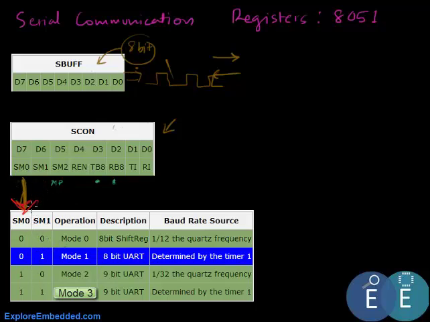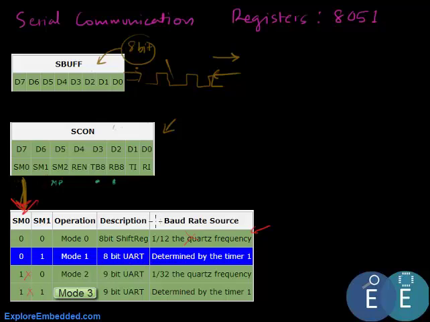Now SM0 and SM1 are mode bits for serial communication. If both are 0, it is in mode 0, and the basic source for the serial communication, or the baud rate, is 1/12 of the crystal's frequency. Now this is not used. Again, similarly, mode 2 and mode 3 are hardly ever used. So the one that is used widely is mode 1.